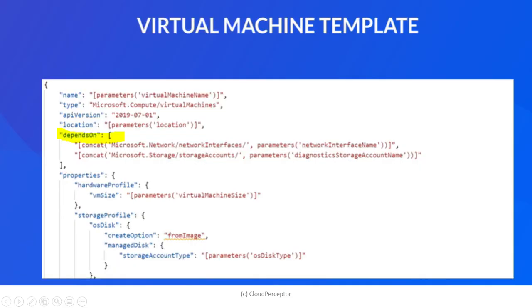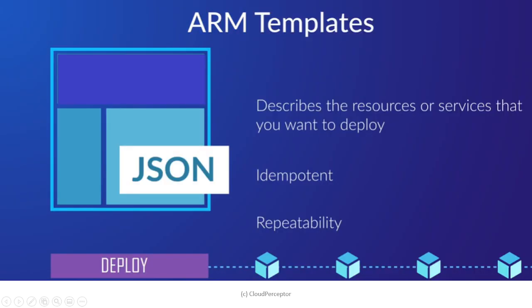So again, this is important, depends on. If you have any dependency of your Azure service, you can mention all the dependencies over here. ARM templates describe the resources or services that you want to deploy. It's idempotent, so all of the repeated work can be executed quite smoothly and easily. As you can see over here, we can deploy multiple virtual machines using ARM templates.